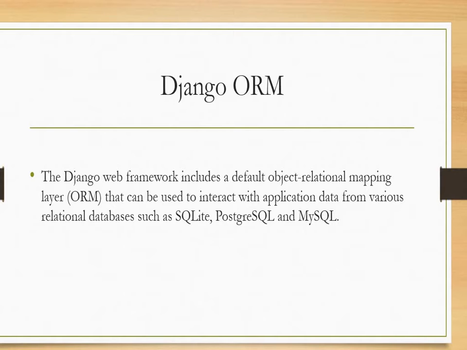Django ORM. The Django web framework includes a default object-oriented mapping layer that can be used to interact with the application data from various relational databases such as SQLite, Postgres, and MySQL. This is a web framework which is used for mapping your application and database. It can be any database. It can be SQLite, Postgres, or MySQL. At present, you work with MySQL. Today, you are going to work with Postgres SQL.